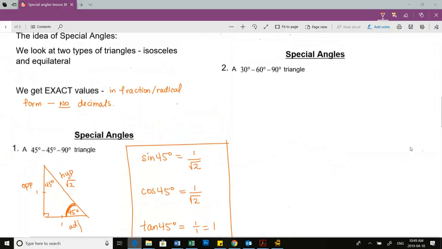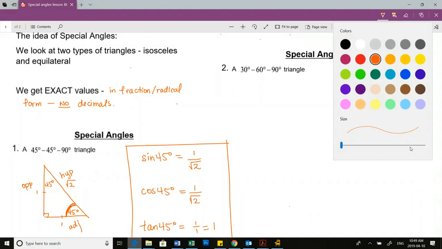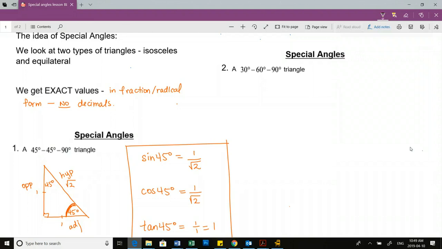Okay, the second one we get from an equilateral triangle. So I'm just going to show you up here. If I have all sides equal in a triangle, what does that mean about the angles? They are all equal. Now, if I have all equal angles, because this is an equilateral triangle, and angles have to add to 180, what are all these angles equal to? 60. So I have 60, 60, and 60.